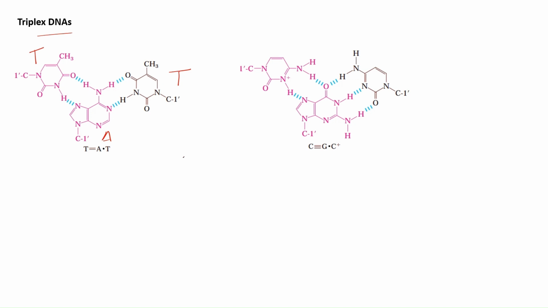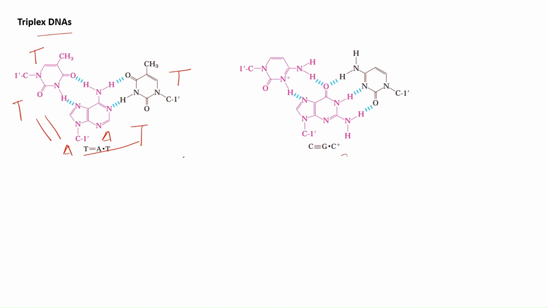So here, this middle A is forming a bond with this T. This is the normal bonding. But another T in the close vicinity comes and binds with this adenine also. So this forms the triple DNA. Similarly here, CGC. So here what happened?